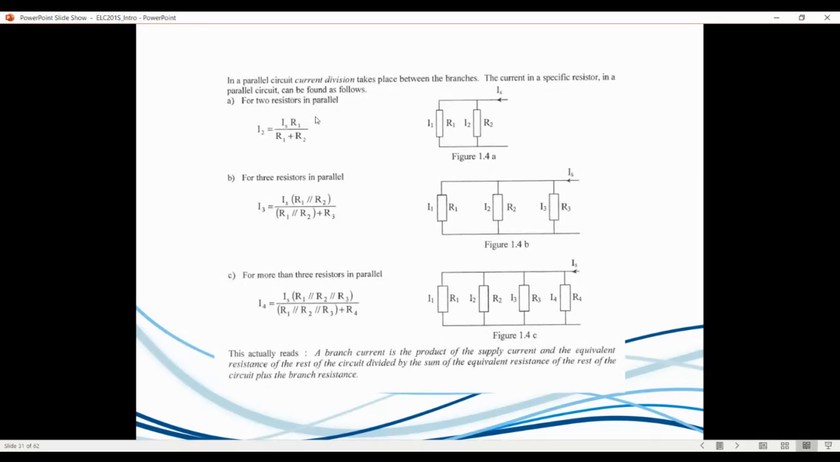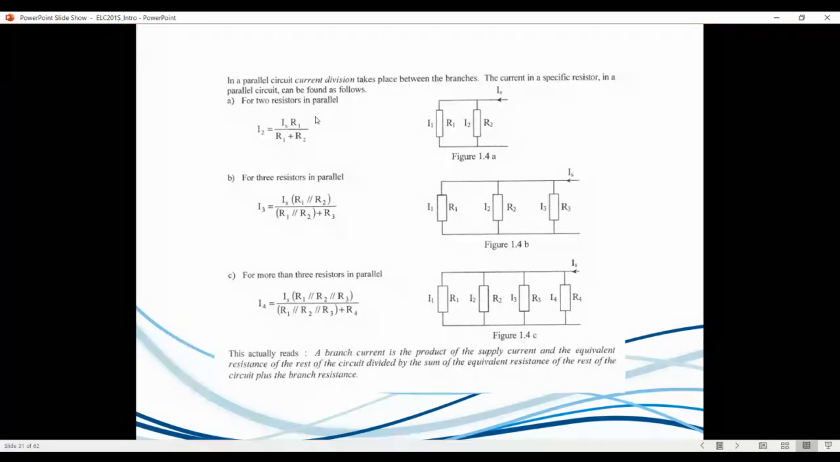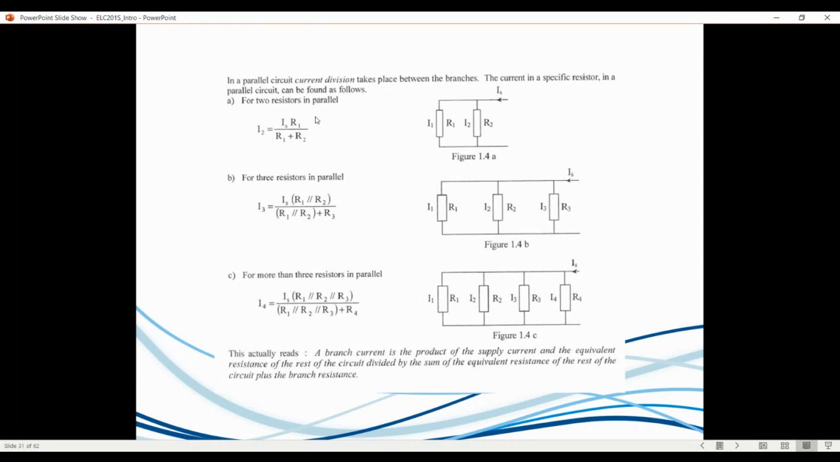So remember, in series with the voltage divider rule, you take the voltage source times the one you want. In this case, you have a current source coming in, and you multiply by the resistor. Let's say it's I1 and I2, right? If you want to find I2, you take the current source times R1, the one you don't want, divided by the sum of the two resistors. I hope it's clear to everyone.